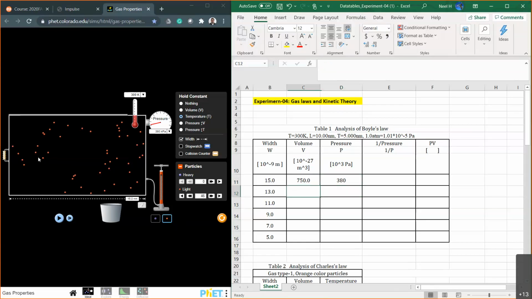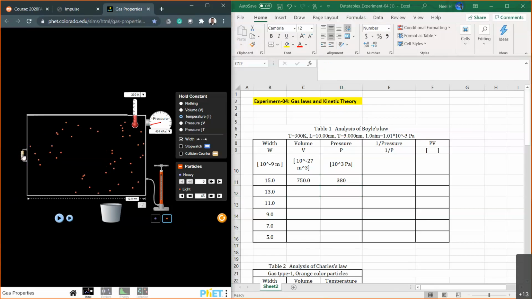380, and then let's see if I decrease this to 30 nanometers for O1. What I'm expecting is that when the volume decreases, the pressure must increase, right? That's what we're expecting, inverse proportionality. As far as we observe that, we are okay. We don't need anything else, okay?